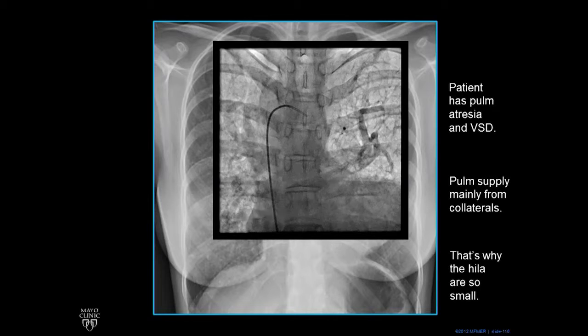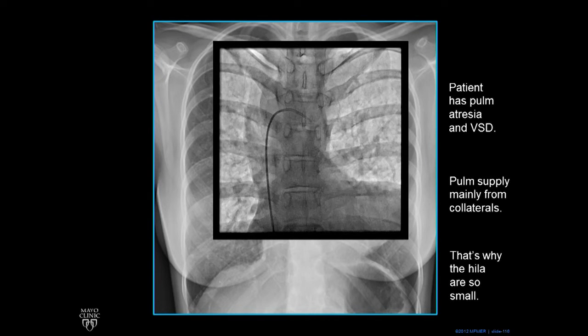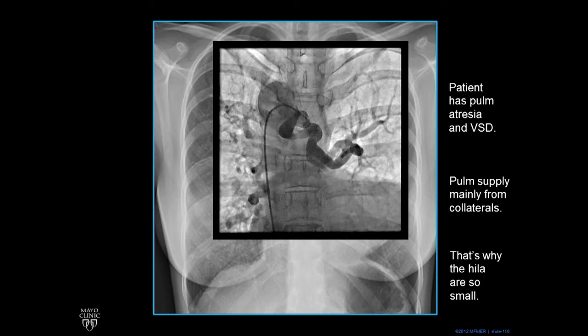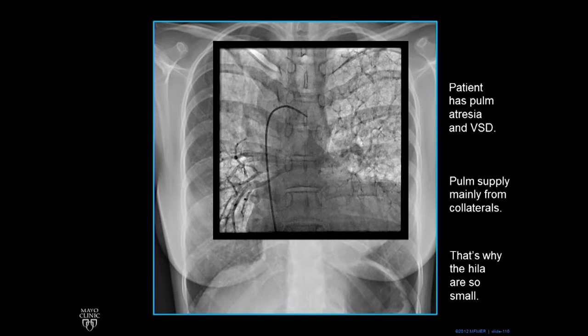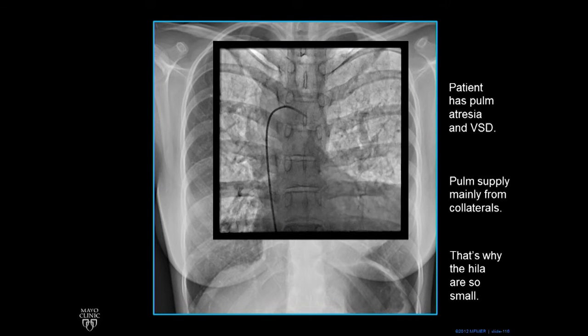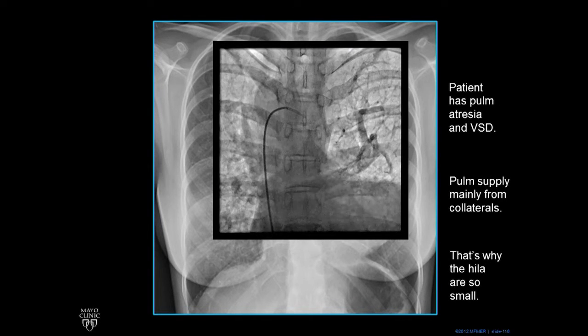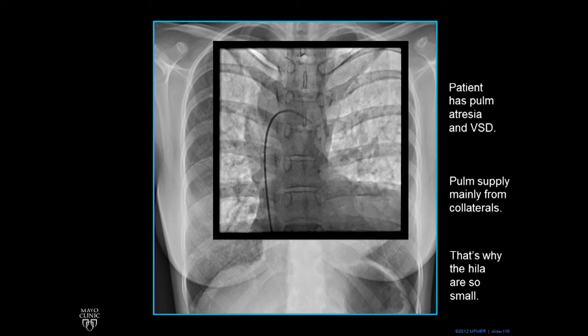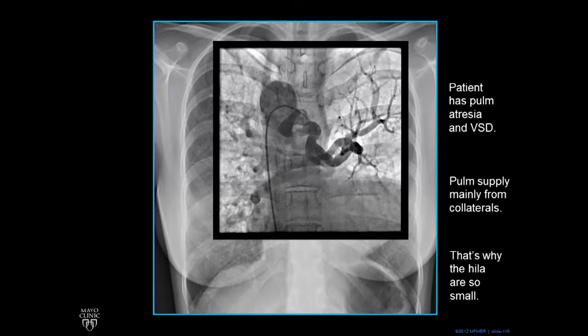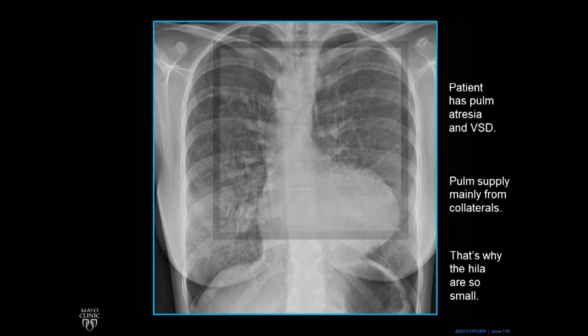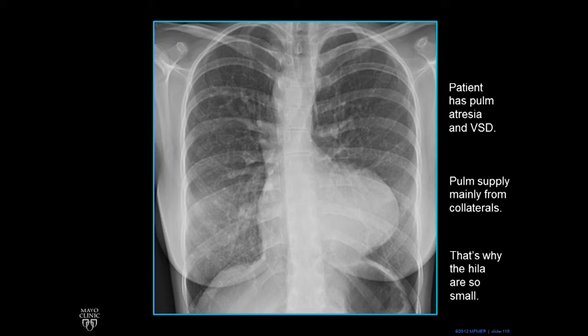Here we're injecting our catheter, is injecting these collateral branches that supply the pulmonary arteries, which you will see here in a second. So this catheter in the aorta is injecting these collaterals, and they wind up supplying the pulmonary arteries. That's why this patient's hila were so small. Now there's nothing there where the left pulmonary artery should be.